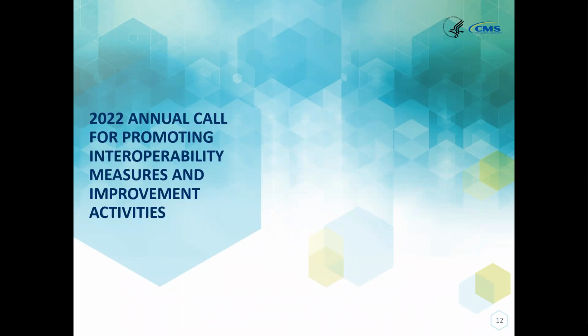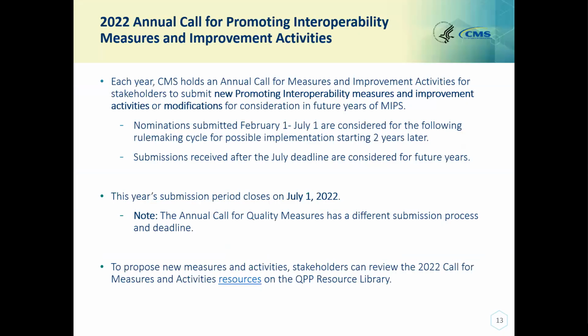Okay, I think that is enough overview information. Real quick, next slide here. I just briefly wanted to highlight our 2022 annual call for promoting interoperability measures and improvement activities. Every year we have this call for measures and activities where stakeholders can submit new promoting interoperability measures or improvement activities to CMS, or submit modifications, for consideration for future years of MIPS.